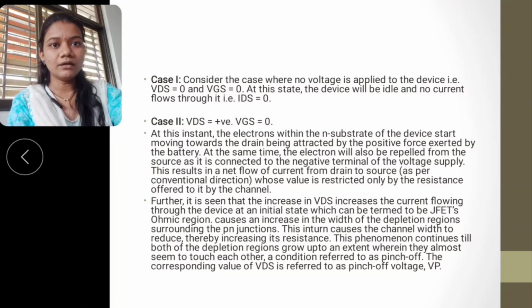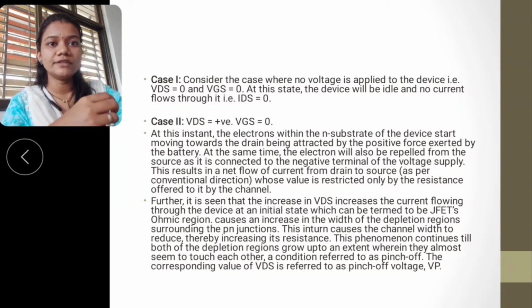As we saw in the earlier video, the electrons in the N-type region of the device start moving towards the drain. As the reverse bias voltage is given, when a small voltage is given, electrons start moving towards the drain because they are attracted by the positive force exerted by the battery. At the same time the electrons are also repelled from the source, which is connected to the negative terminal. It is seen that an increase in VDS increases the current flow through the device in the initial state, which can be termed the JFET in the ohmic region.